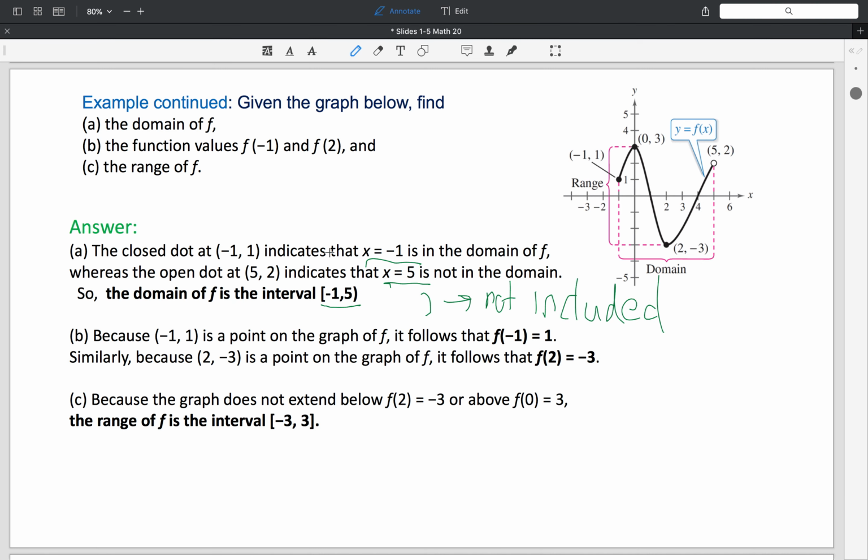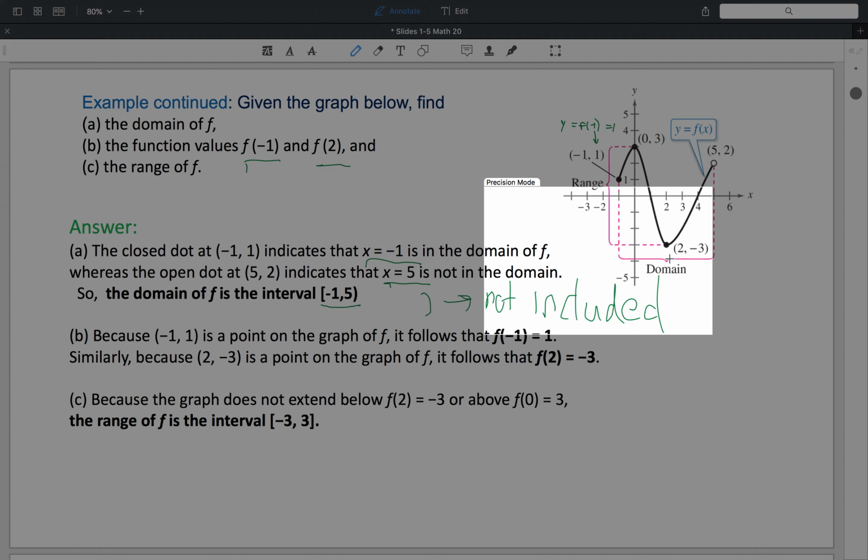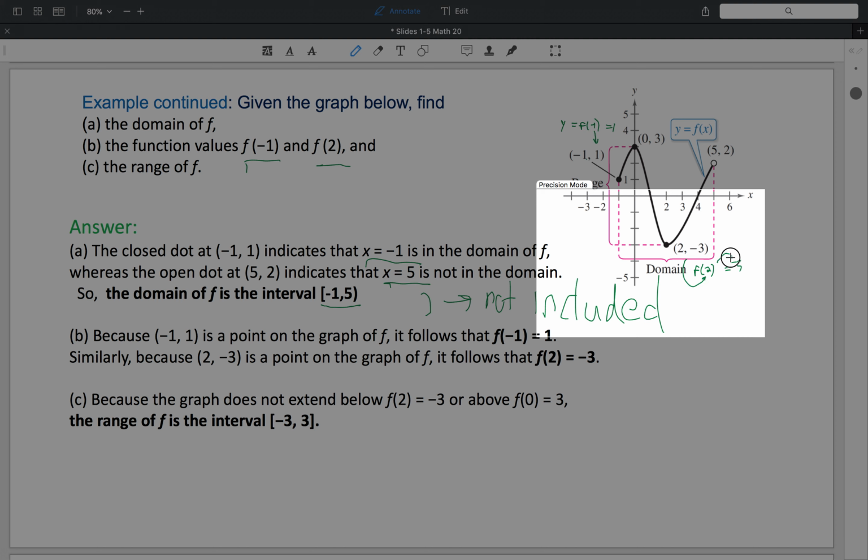Now we want to find f of minus 1 and f of 2. Remember that if we go to the graph, the y-coordinate is f of minus 1, and the y-coordinate is 1, so that's the answer there. And then down here, f of 2 is going to be minus 3. In other words, we plug 2 in, and then we get minus 3, the y-coordinate.